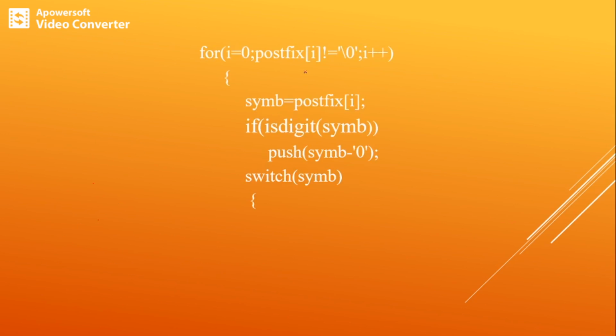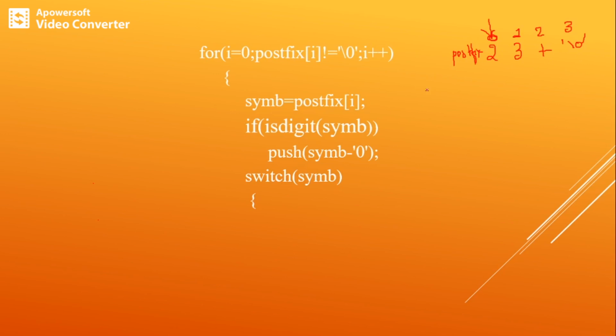Next I will read all the elements of the postfix one by one. First I will go to the zeroth character of the postfix. The zeroth character of the postfix is 2. Next the first character, the second character, and then the third character. The third character would be null as this is a string.